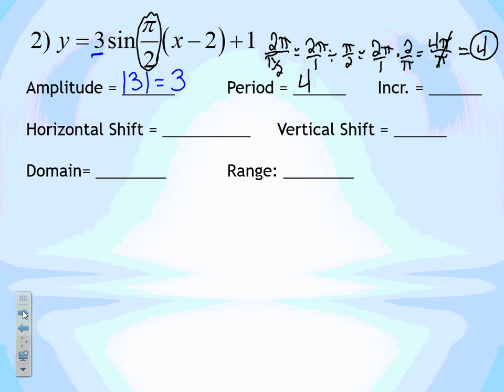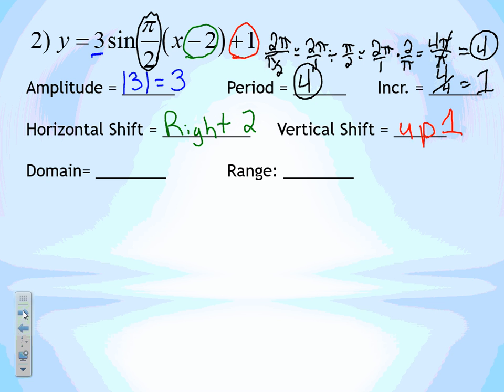When we want to find our increment now, we take whatever we got for our period and we divide by 4. So 4 divided by 4 is just 1. So we're going to be counting by ones. Now when we do our horizontal shift, that's what's inside the parentheses. So I have a negative 2. So that means I'm going to go right 2. And then I have a vertical shift. That's what this is right here. So that's a plus 1. So I'm going to go up 1.